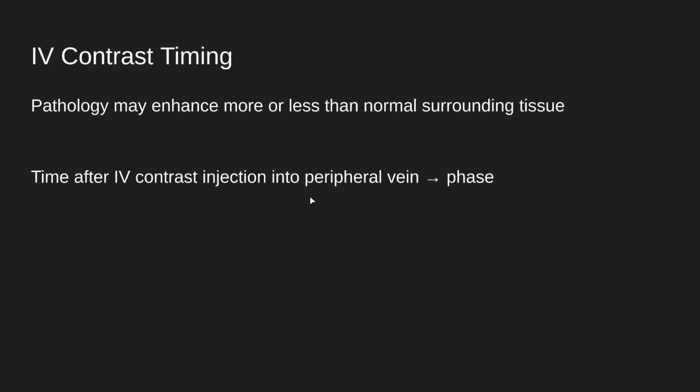So there is something known as a phase, like portovenous phase, arterial phase. What is meant by this term? It means the exact time at which an image was taken after IV contrast injection into the peripheral vein. So this is important to know, the timing of the contrast. That's what you'll see in the PACS.